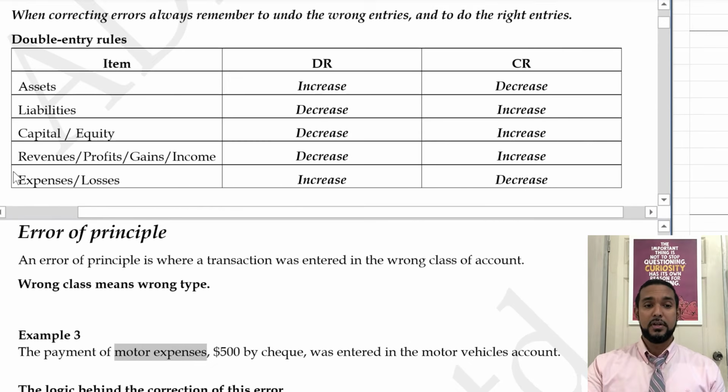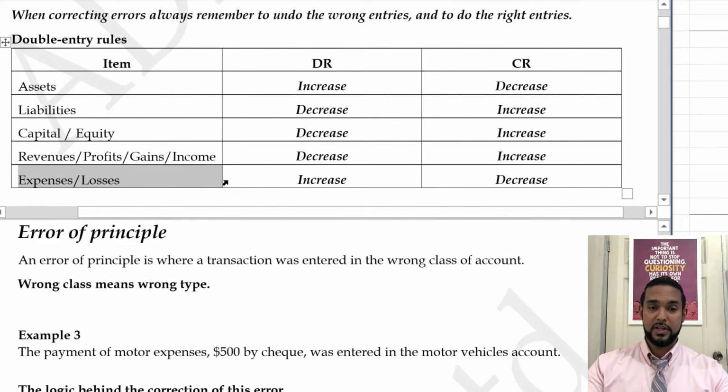So we were supposed to debit. Remember what I said? If you're spending money on an expense, you're incurring it, you're paying it, so it's increasing, and we're supposed to debit that. So you debit motor expenses. But it was entered in motor vehicles instead.